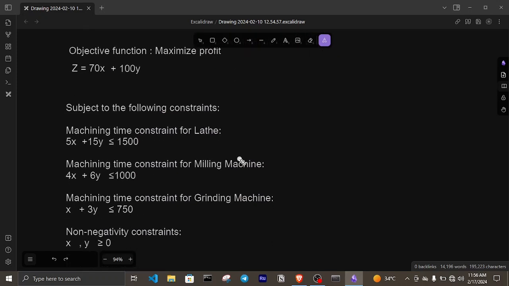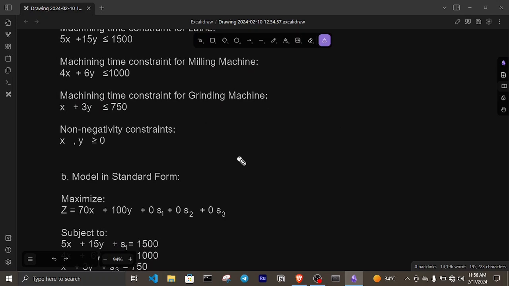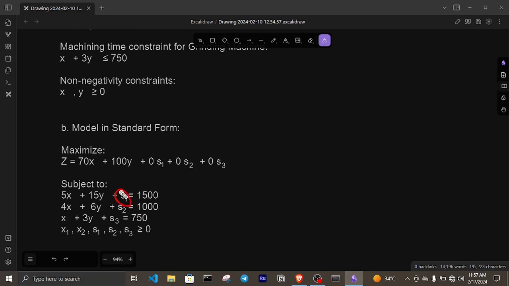For the B part, we listed out our constraints again, but this time in the standard form. So you can see that we now have our slack variables represented. From the first constraint, we have S1, the first slack variable. The second one, we have S2, and the third equation, we have S3. And then in the maximized equation, we have 70x plus 100y plus S1, S2, S3 all being represented, but with a coefficient of 0 in the maximized equation.